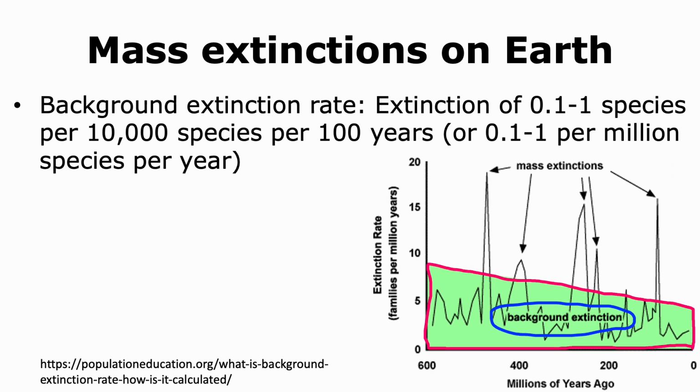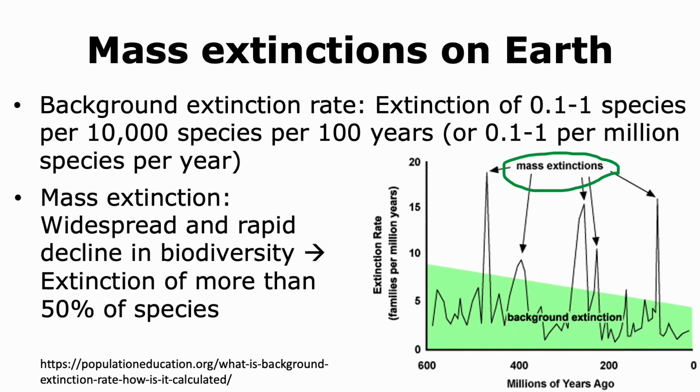However, there are scenarios when mass extinctions can occur. This results in a widespread and rapid decline in biodiversity on Earth. A mass extinction occurs when more than 50% of the species become extinct in a relatively short period of time.